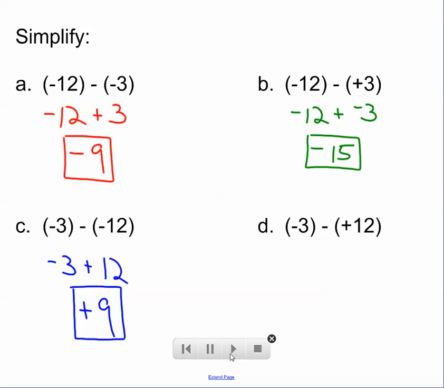Last one, rewrite it as addition. -3 plus -12 is the same as -3 minus +12. Same sign, so we know the answer is going to be negative. And then we add their absolute values. 3 plus 12 is 15. So our answer is -15. On example C here, you don't have to have that plus sign there, but I'm just doing it to illustrate the rules of addition.